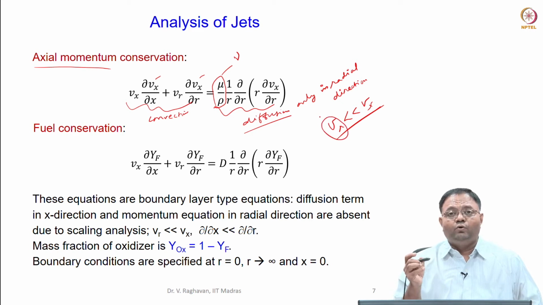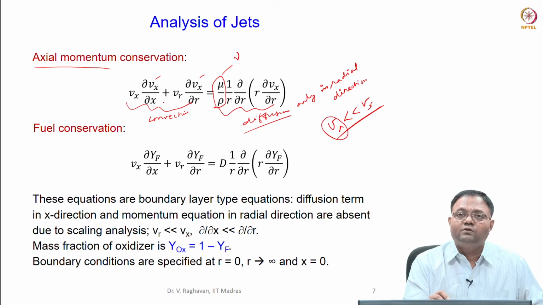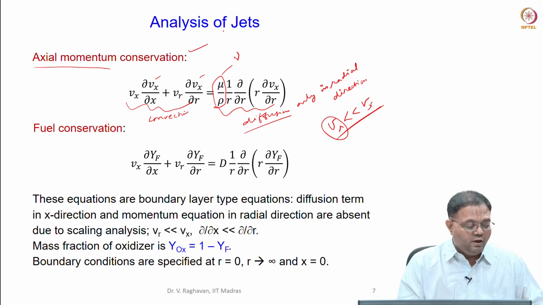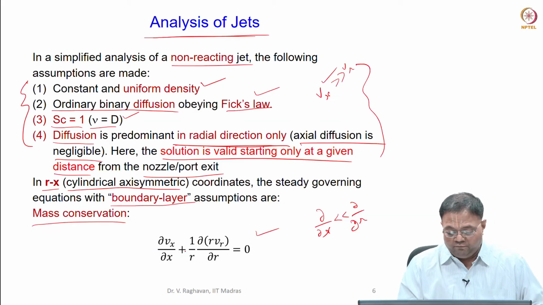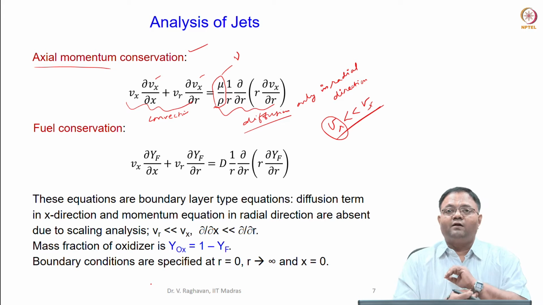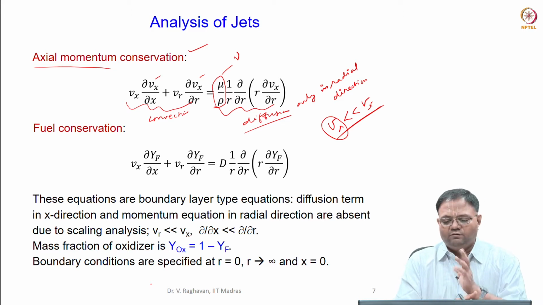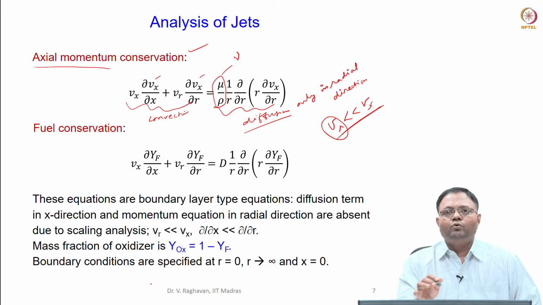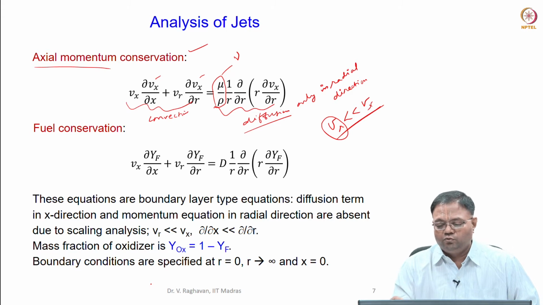So, what we do is we solve Vx using this axial momentum conservation and solve Vr using the continuity equation. Apply that Vx value here and get the value of Vr. So, two equations, two unknowns are there for the velocity components. That is enough. Pressure is not there. Two equations, two unknowns, you can solve this. So, there is no separate equation required for the radial velocity.